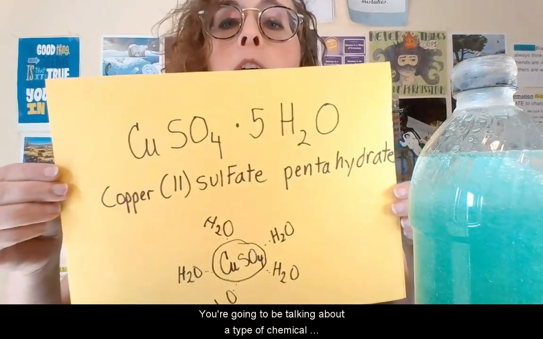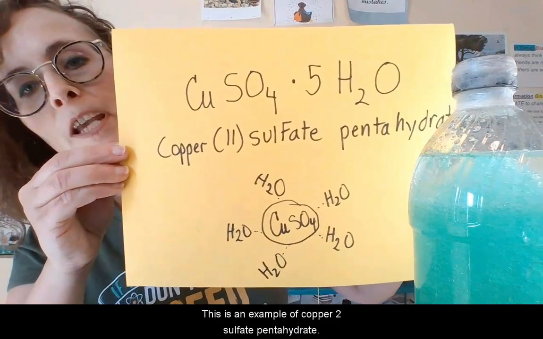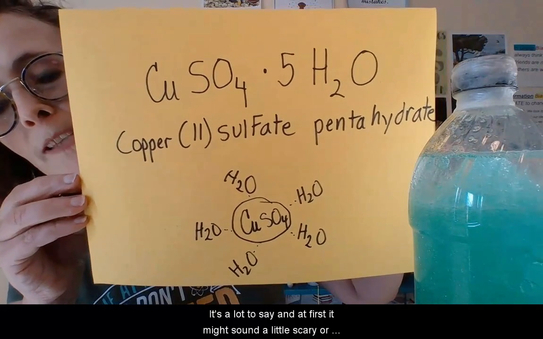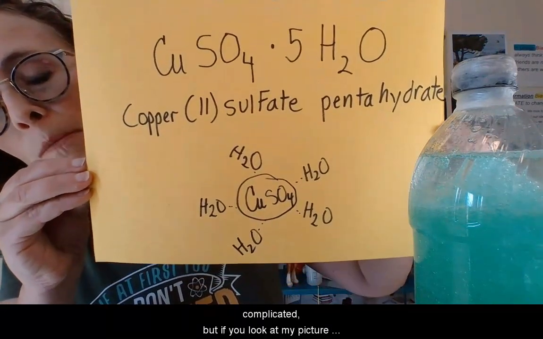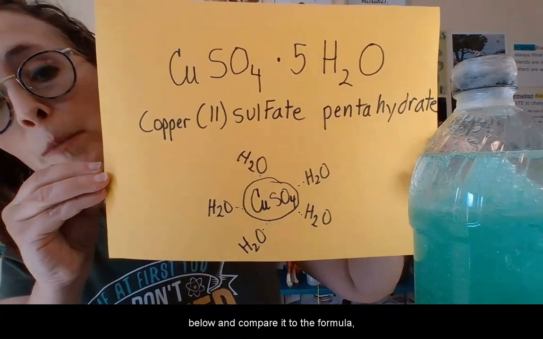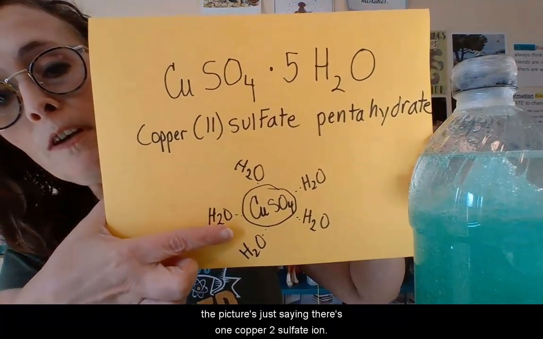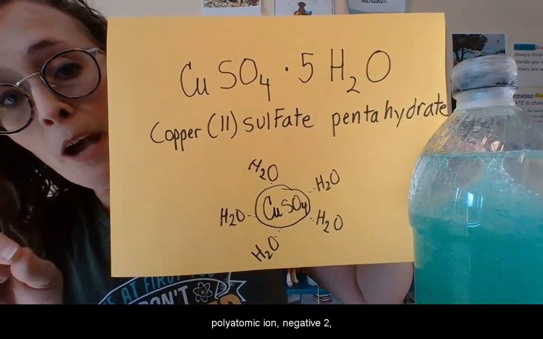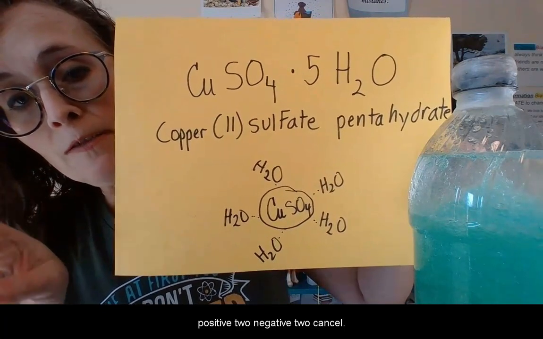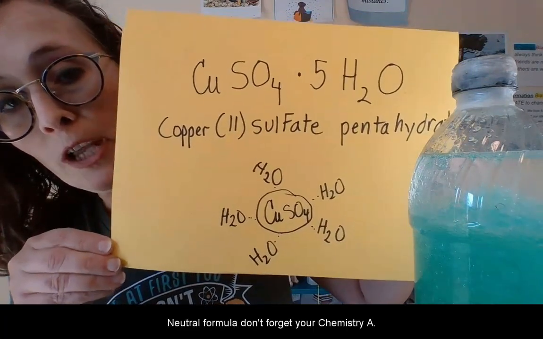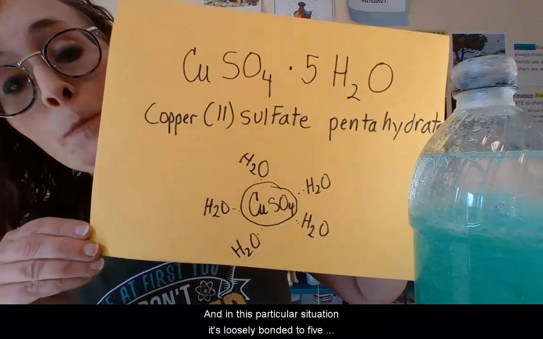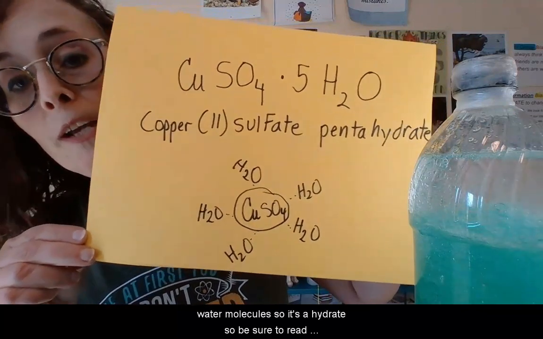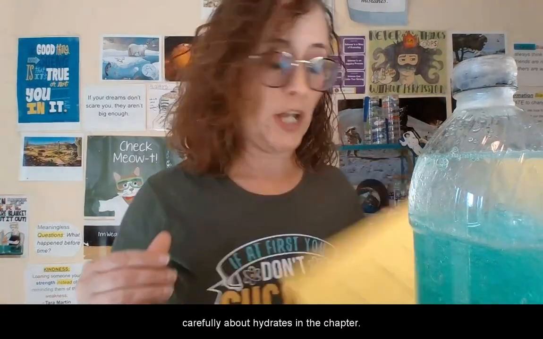You're going to be talking about a type of chemical called a hydrate. This is an example of copper 2 sulfate pentahydrate. That's a lot to say, and at first it might sound a little scary or complicated, but if you look at my picture below and compare it to the formula, the picture's just saying there's one copper 2 sulfate ion, which is copper positive 2, sulfate polyatomic ion negative 2, positive 2, negative 2, cancels out, neutral formula, don't forget your chemistry A. And in this particular situation, it's loosely bonded to 5 water molecules. So it's a hydrate. So be sure to read carefully about hydrates in the chapter.